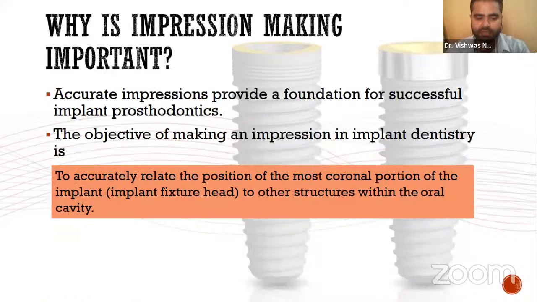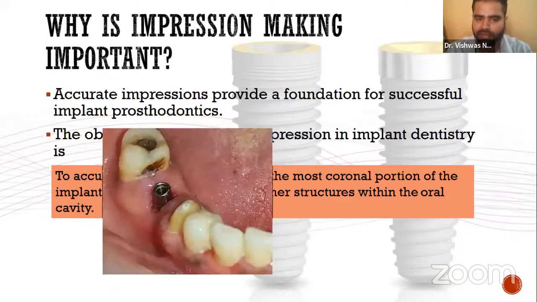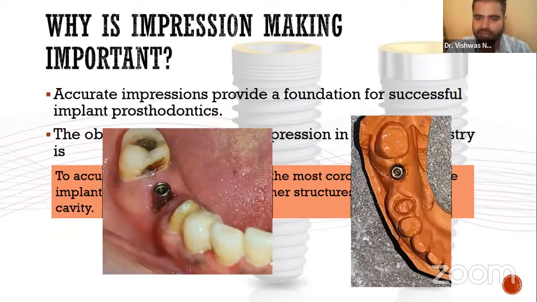So why is impression making important? It helps to accurately record the coronal portion of the implant, which is the head of the implant, in relation to other structures within the oral cavity. In the first image, we can see the implant placed inside the oral cavity. We want to replicate its position exactly onto the cast. That is the motive of taking an accurate impression.